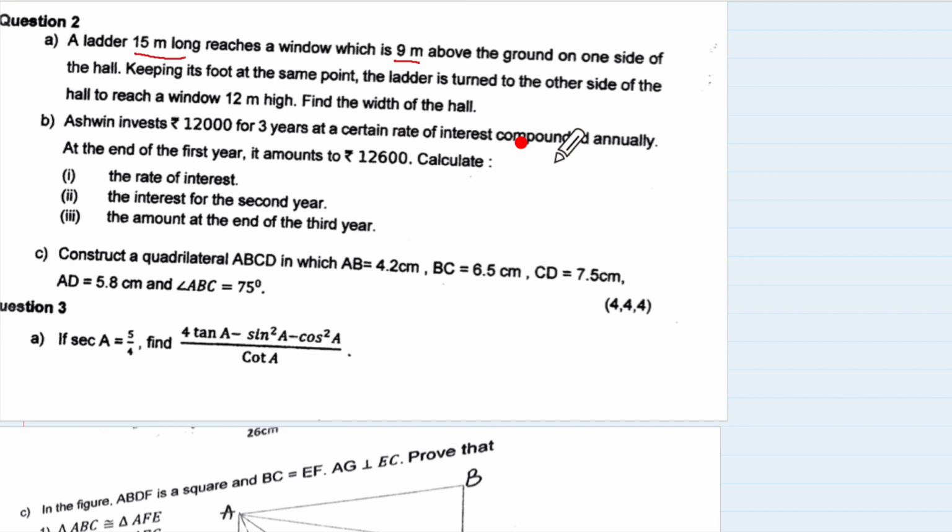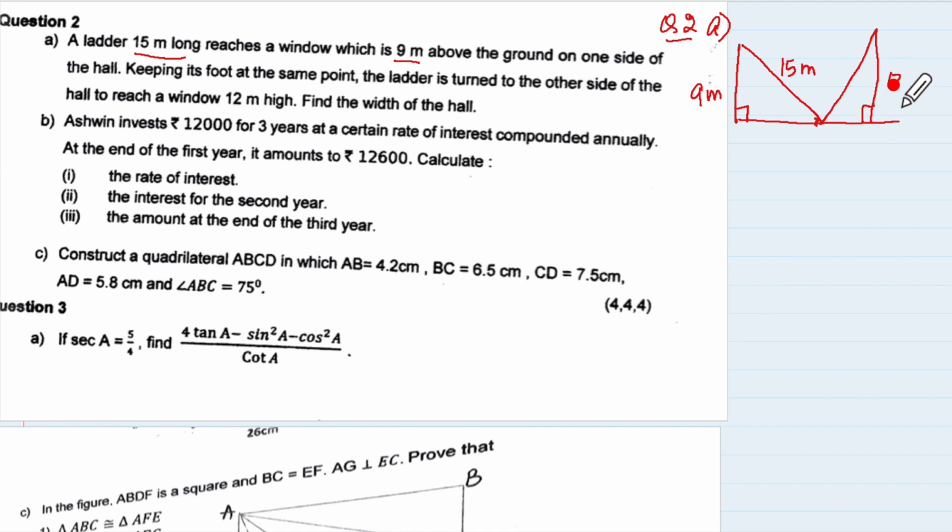Now this is not a very difficult question, but if you draw the diagram, it becomes a little easier for you. So if you draw the diagram, this is the ground and this is the first window 9 meter above the ground, and we have the ladder. The ladder is 15 meter, and now we turn this ladder around somewhere here, and now it is reaching 12 meter high. Okay, let us label this A, B, C, D and E, and this is the ladder which will be 15 meters.